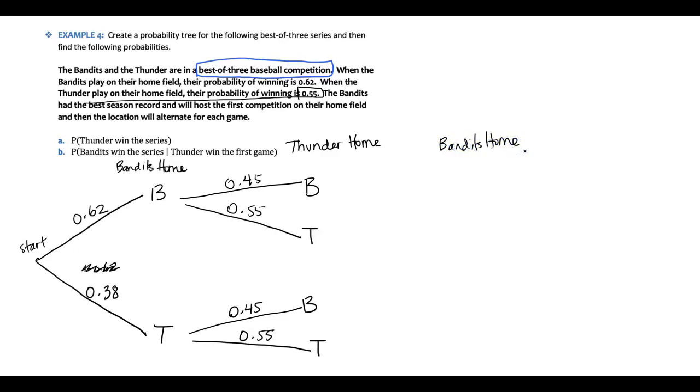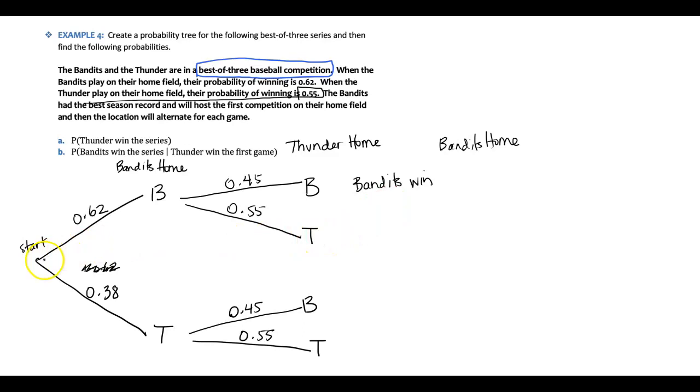But keep in mind, we don't always need a third game. Consider this top scenario. The Bandits win the first game and the Bandits win the second game. The competition is done. The Bandits have won 2 out of the 3 games. Here, the Bandits win, and they're done in 2 games.